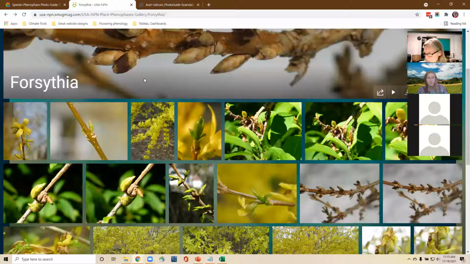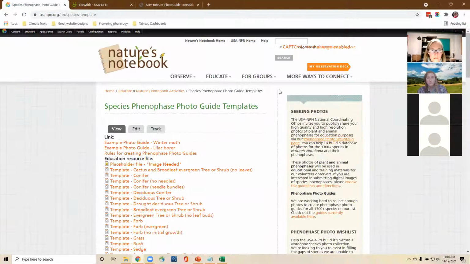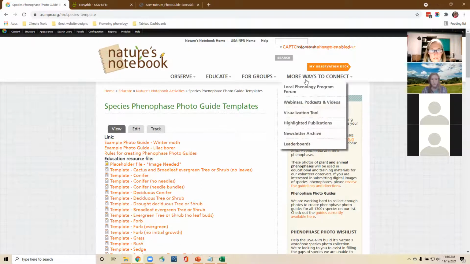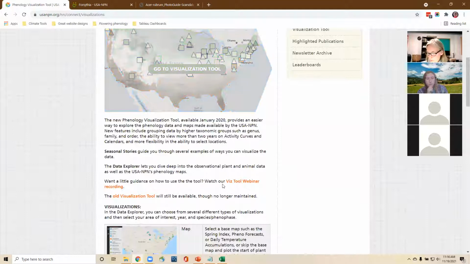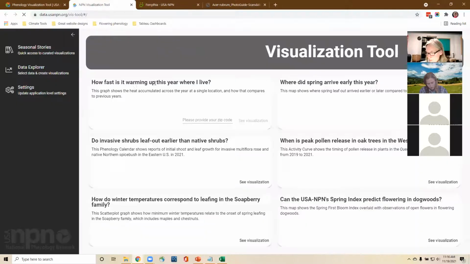So once you have an understanding of, okay, I'm going to try to visualize some data for Forsythia, and I'm interested in the breaking leaf buds and the open flowers and the timing of those things, then we can go into the Viz tool and start to look at that. There's a couple ways to get to the Viz tool. From the Nature's Notebook website, you can go to More Ways to Connect and then the visualization tool. There is a webinar that's recorded on this page, so if you want another overview of all the functionality of the tool, that's a good place to start. But you click this link to get into the tool.